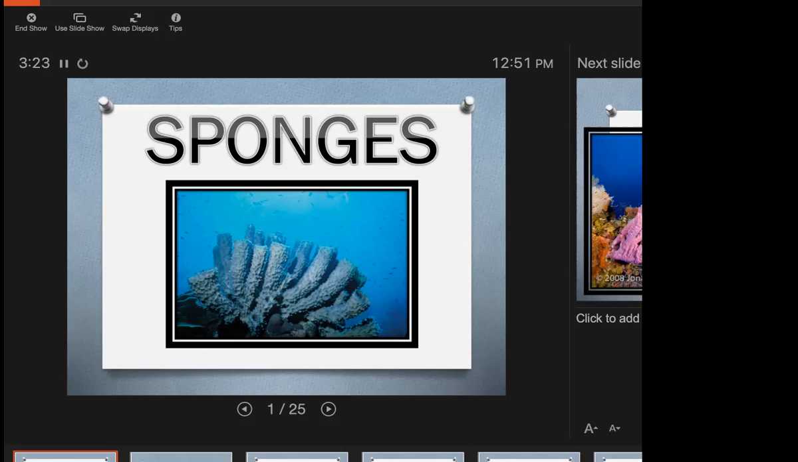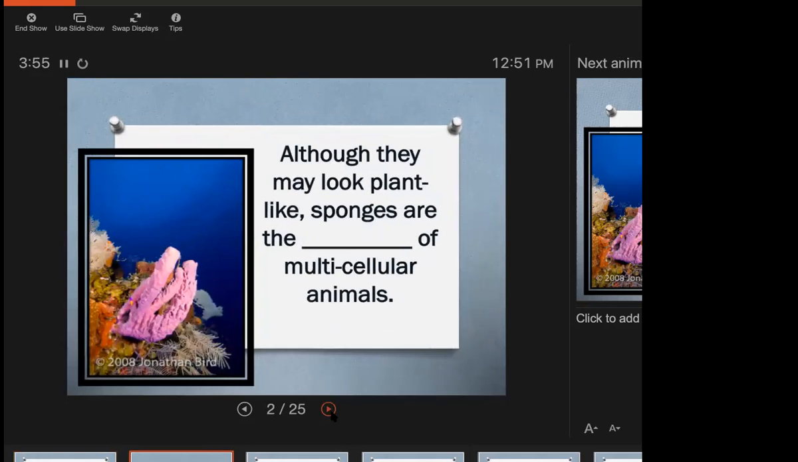And this is why sponges are our common name. It's not a very scientific name. Sponges are what we call the phylum Porifera. Now you're going to write that down in a moment in your notes, so you don't have to write it down yet. And in fact, they are what we consider to be the simplest animals on the planet.